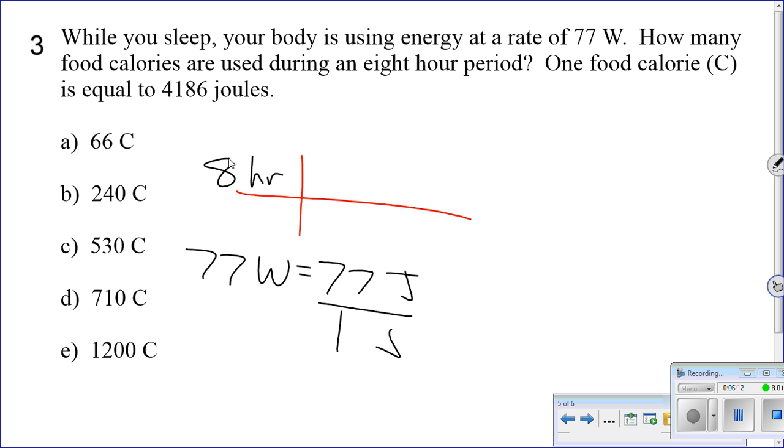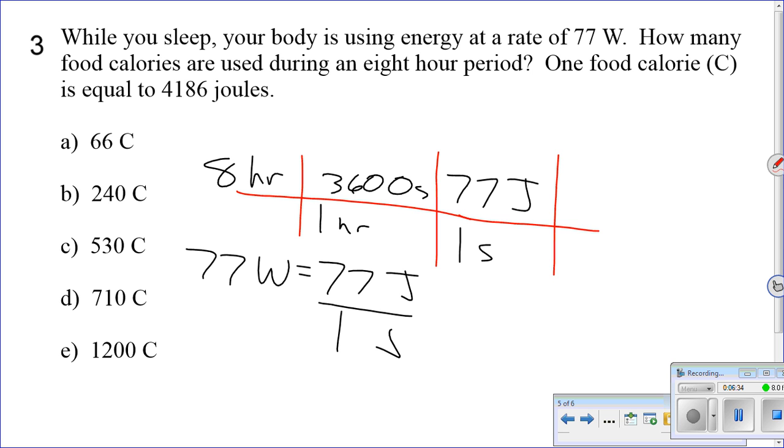So, 1 hour, 3,600 seconds. Good? Okay, and then this is telling me that 77 joules is the same as 1 second. So I'm going to put 1 second here, 77 joules here. And then we got to convert that to calories. And it says 1 calorie is 4,186 joules. So 4,186 joules is the same as 1 calorie. And I think all of our units cancel out, right?